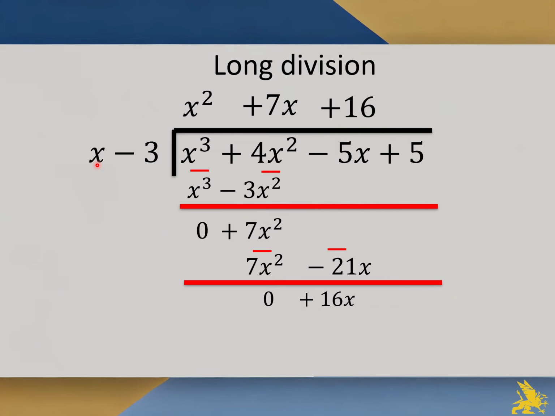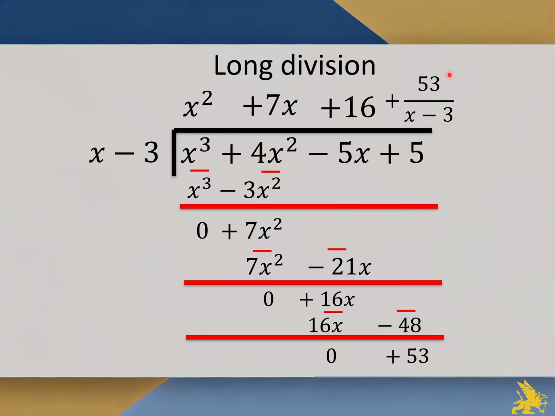So then I've got 16x divided by x gives me 16. I go the opposite way. 16 times x is 16x, and 16 times negative 3 is negative 48. I take that away. That becomes plus. So 5 plus 48 is 53. And I've got remainder 53, but we say it as we're adding 53 still needs to be divided by x minus 3.